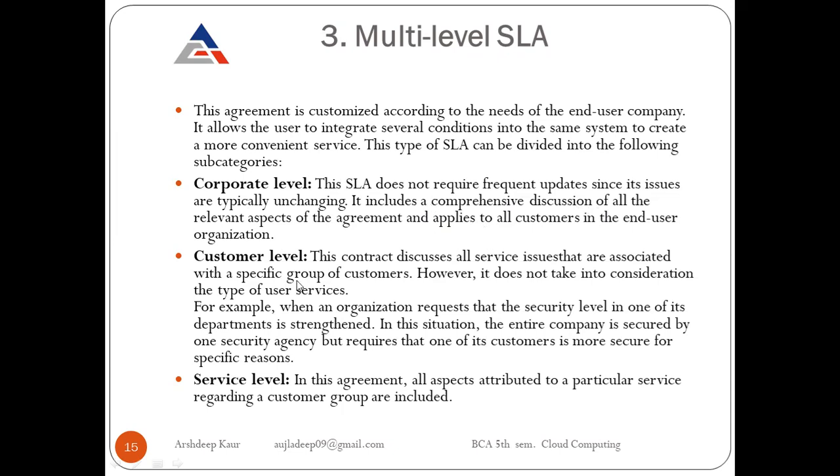The second type of level is customer level. It's completely related to the customer. So for example, when an organization requests a higher security level in one of its departments, the entire company is secured by one security agency, but requires that one of its customers is more secure for a specific reason. So let us suppose I just want to get a password for one computer. It's not true. For example, I just want to get a firewall for my lab.